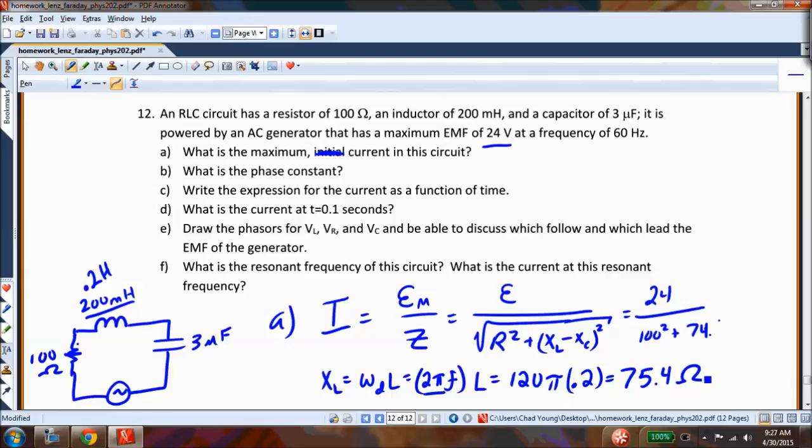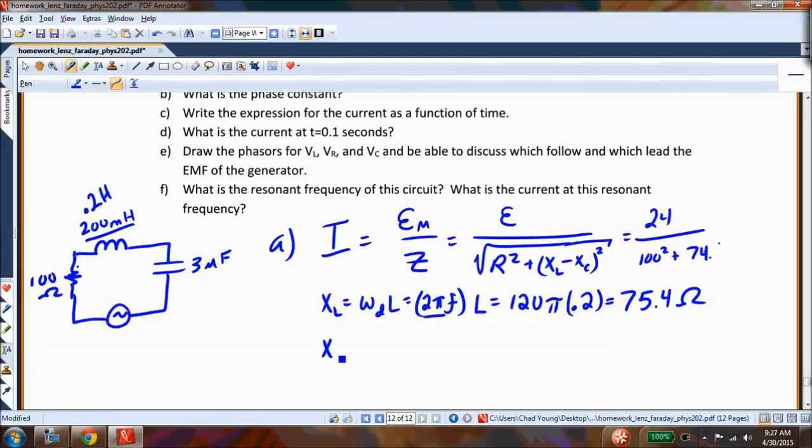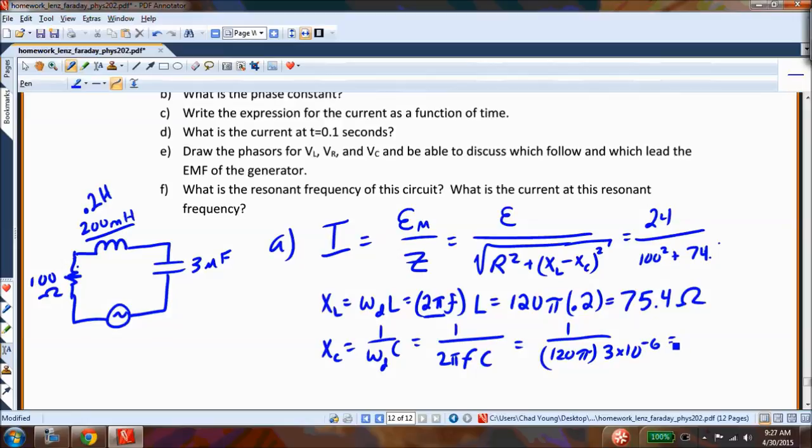Further, I can find XC. It's 1 over omega C. That's equal to 1 over 2 pi f C, 1 over 120 pi. That's my angular frequency. C is 3 microfarads. This has a value equal to 884 ohms. All right, so each of these has certain reactance. I can put that in here.